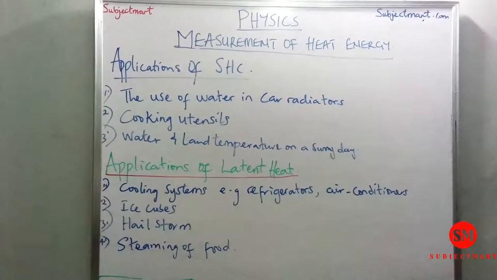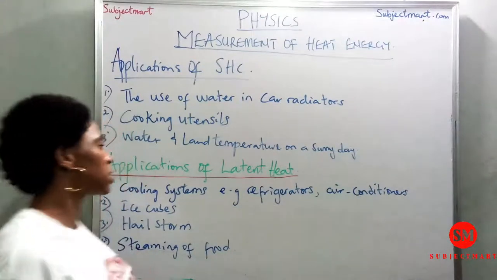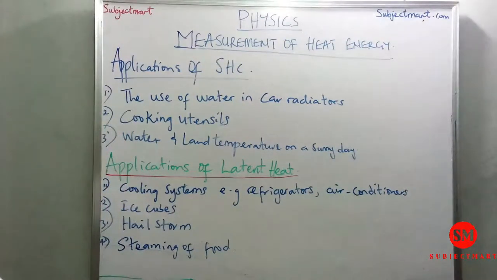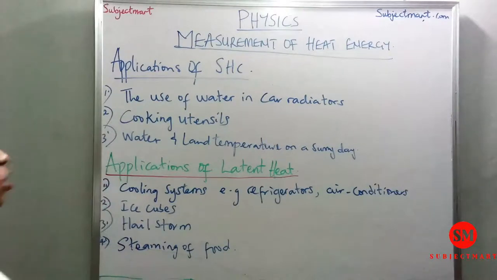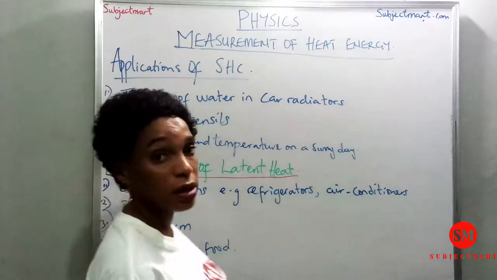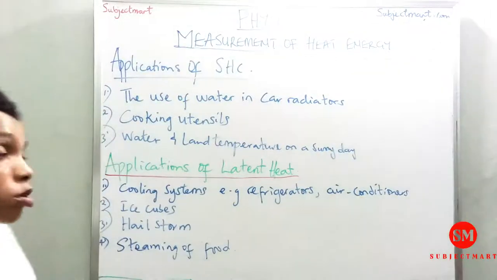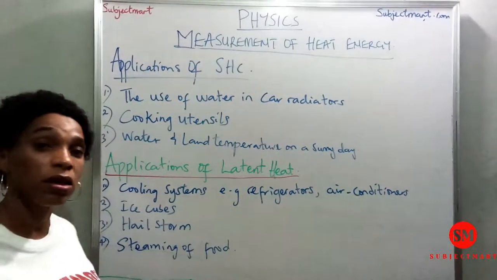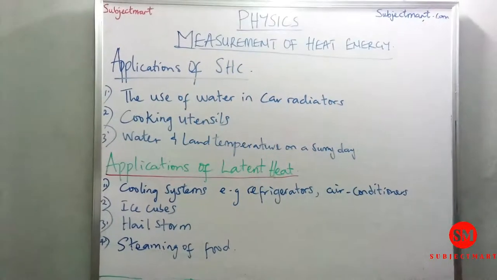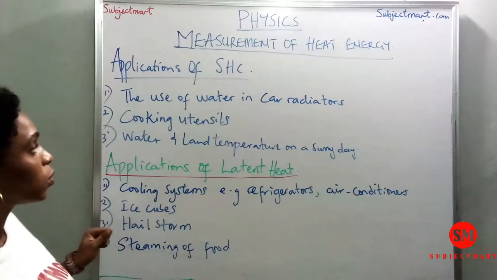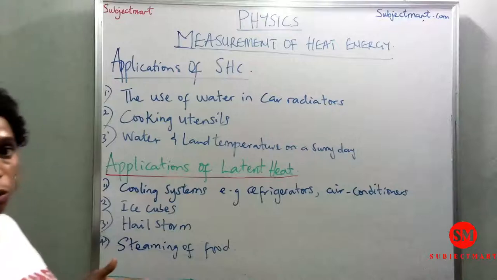So we move on to the second objective for this lesson, which is application of specific heat capacity and latent heat. The first application here is the use of water in car radiators, an application of specific heat capacity. We use water as a coolant in our car radiators because of the high specific heat capacity of water. That's because water can absorb heat without being heated up itself.